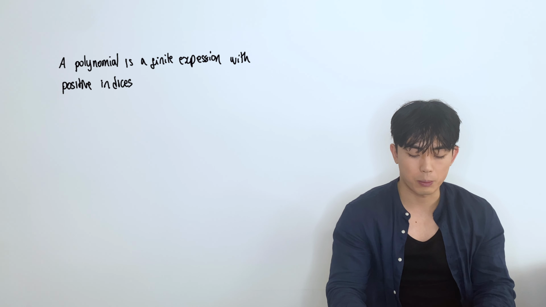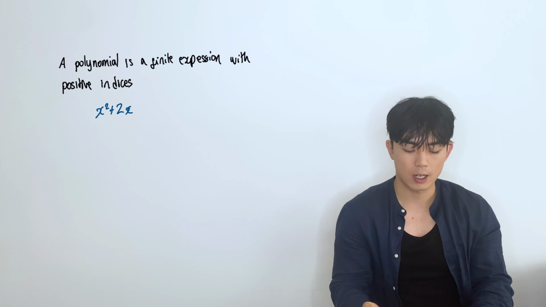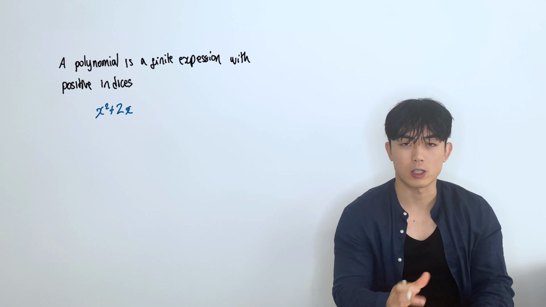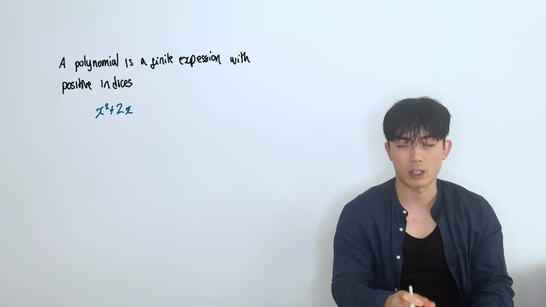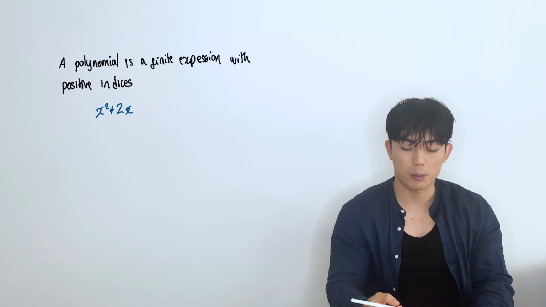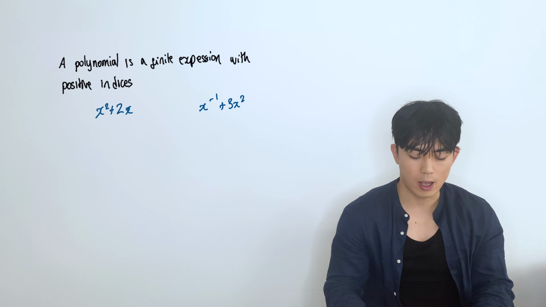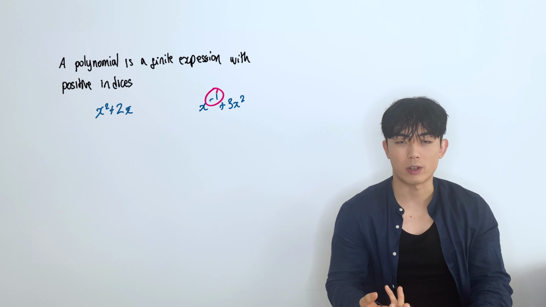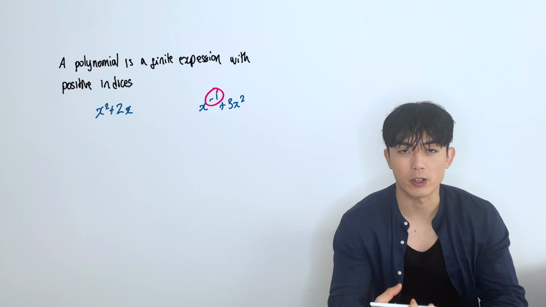An example of a polynomial is, for example, x squared plus 2x, right? Because all the indices are positive integers, and there's a finite number of terms, meaning it doesn't go on for infinity. An expression which is not a polynomial is something like x to the minus 1 plus 3x squared, because you can see this is not a positive index, it's a minus 1. So we can't really divide this kind of thing. We're only going to be dividing polynomials.